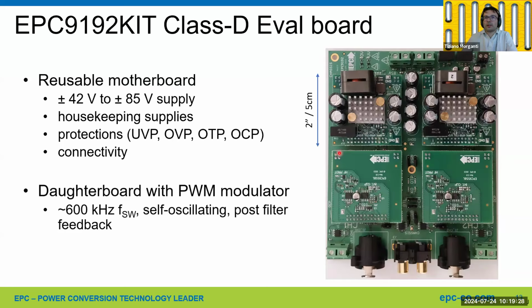Then we have daughter boards, one per channel, with the PWM modulator. The design is switching at about 600 kilohertz, and is a self-oscillating design with feedback taken after the output filter. And then we have two more daughter boards, one per channel, with the power stage. This is just implementing a half bridge with PWM input and enable input, plus the gate driver, and the output filter with the inductor and the filter capacitor.